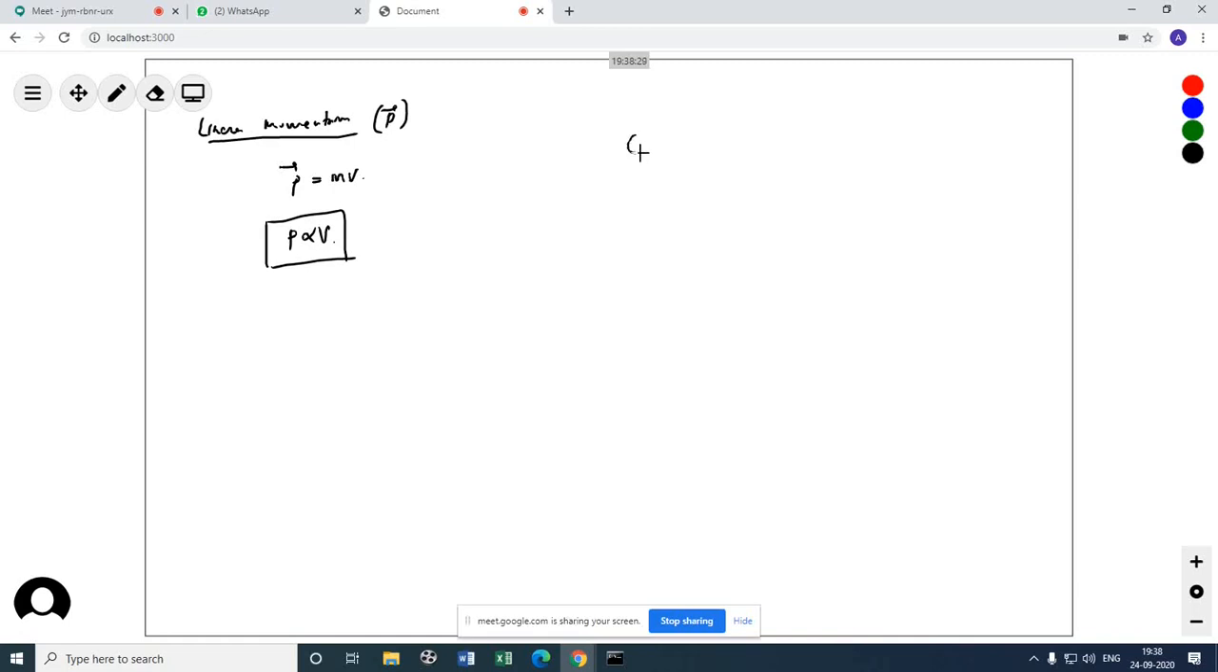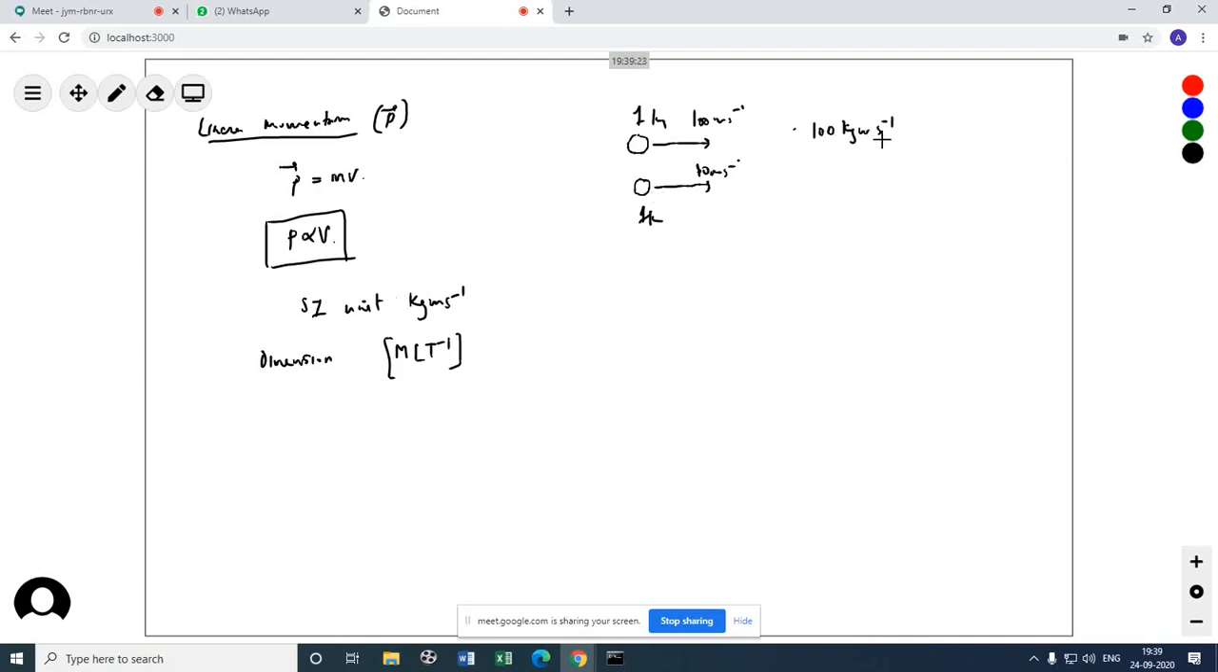If I take two small spherical balls, one with velocity 100 meter per second and another with 10 meter per second, definitely the first one has more momentum, both of them being 1 kg. What is the SI unit? Kg meter per second. Then what is the dimension? M to the power 1, L to the power 1, T to the power minus 1. So this one is 100 kg meter per second, and this one is 10 kg meter per second.